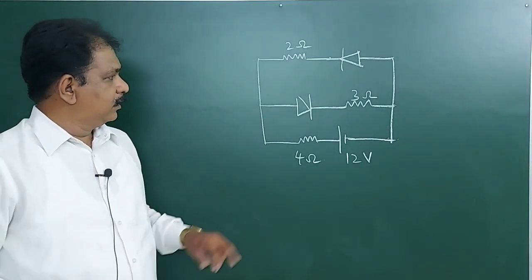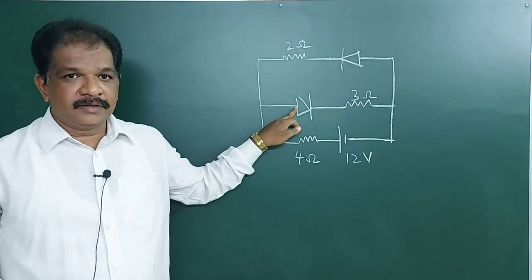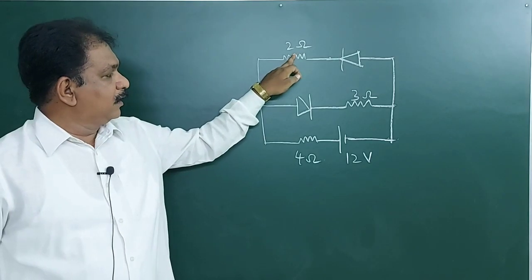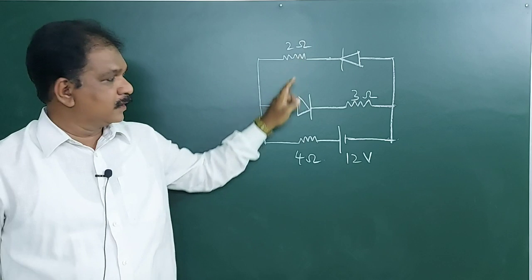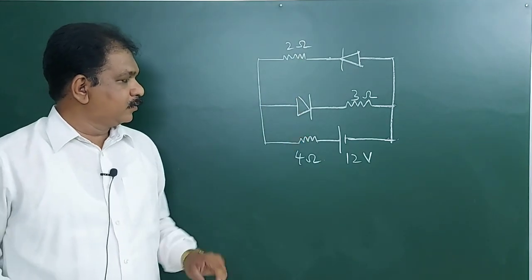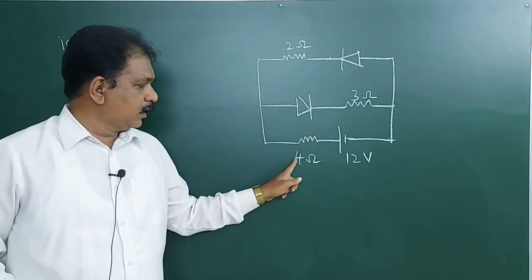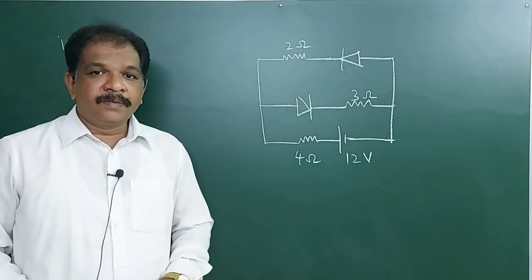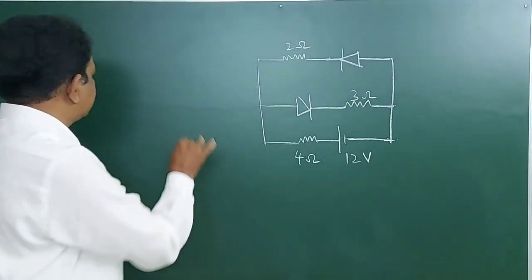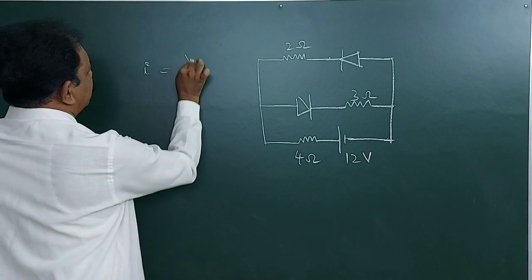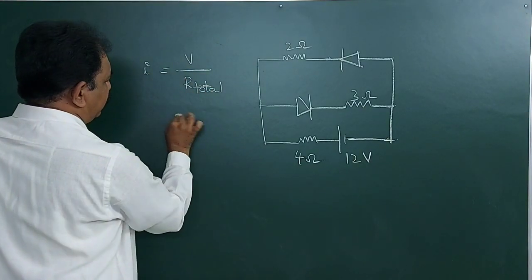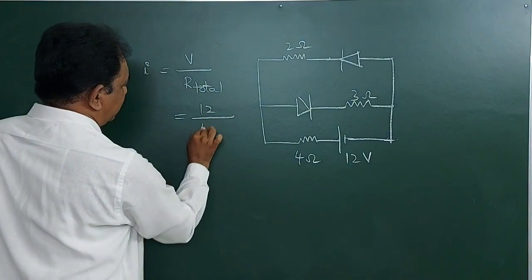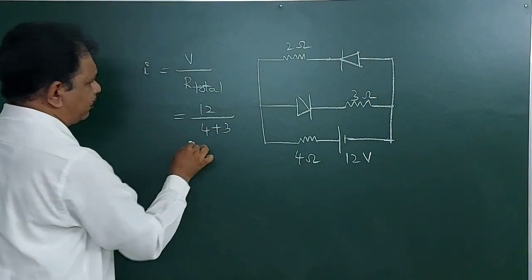Then see, it will be in forward bias. It will be in reverse bias. So current will not pass through this. Current will pass through this. So what is the total resistance? 4 plus 3, 7. I is equal to V by R total. V value will be 12. This will be 4 plus 3.